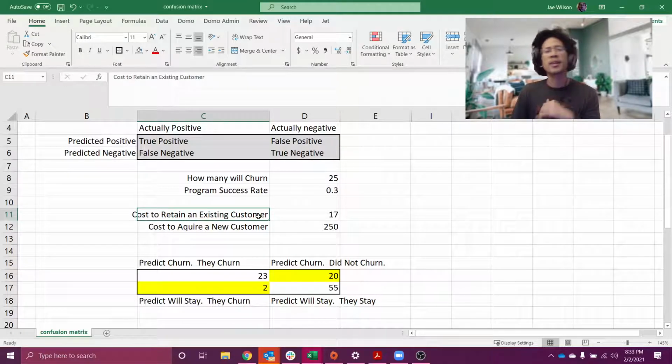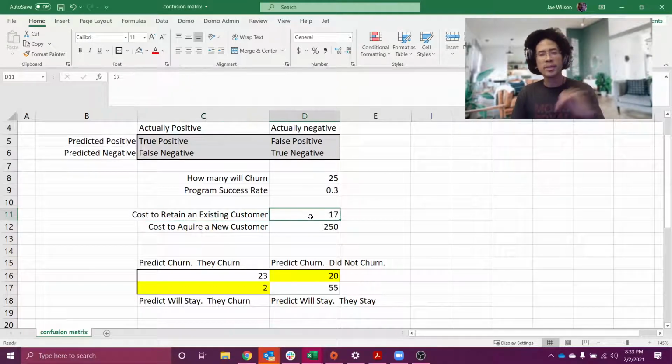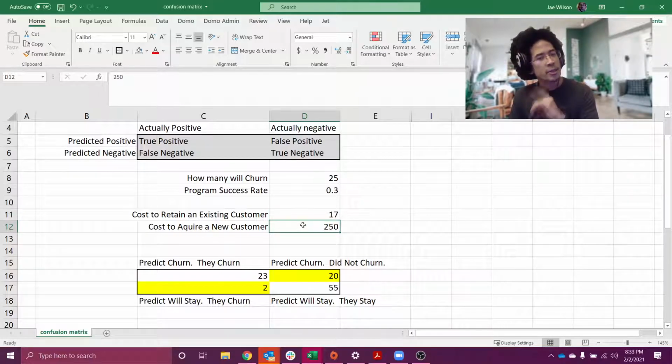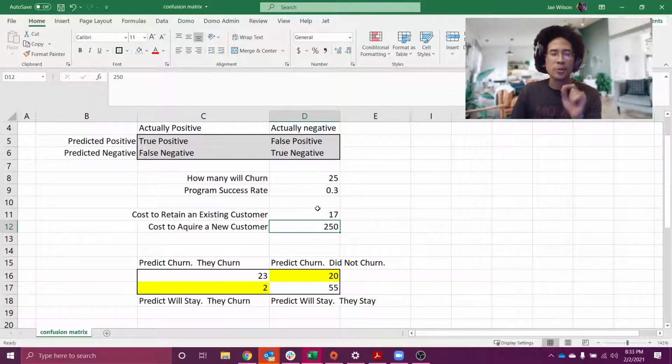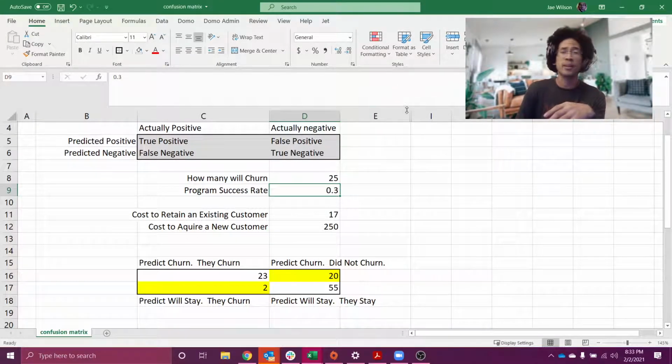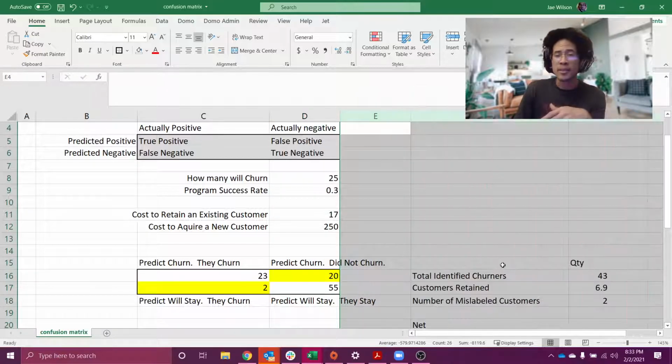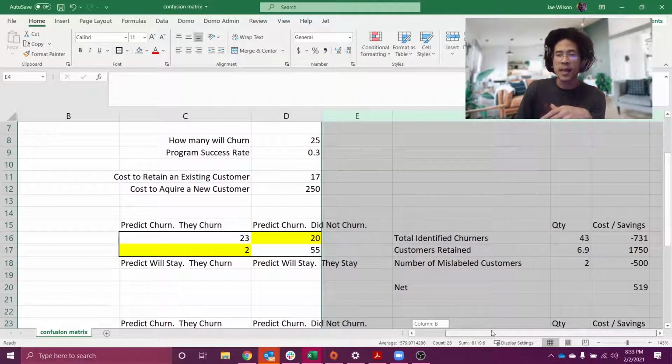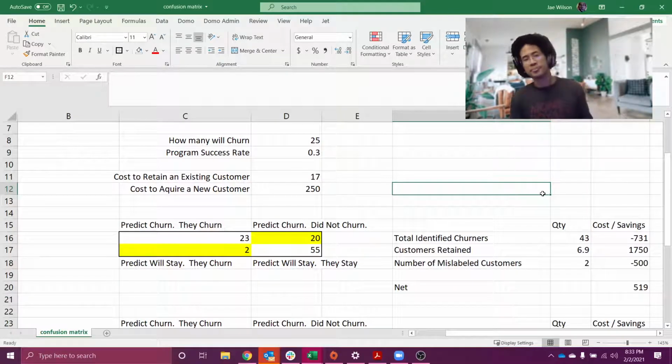So they said the customer retention program, $17 to send people swag and a gift card. Cost of acquiring a new customer, $250. Now here's the cool part. They told me their customer retention program had a 33% effectiveness rate. Just by sending somebody a gift card, they feel some love, they stay with you. 33% effectiveness rate. And I said, okay, fine. We have these pieces of information. Let's see how that plays out in our model.